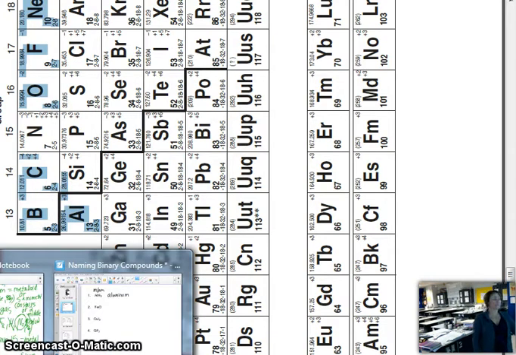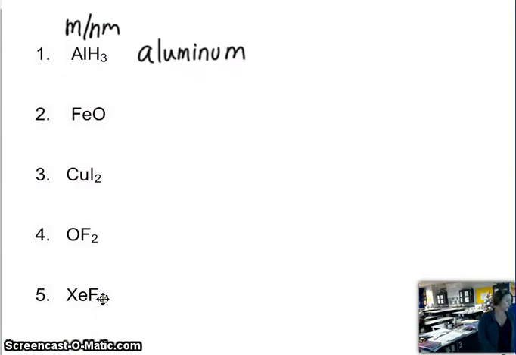So since there is only one charge in the box, we do not need to add parentheses after its name. If you actually did add parentheses, you'd be marked wrong. So since aluminum is only +3, that's its only possible charge, you don't need any parentheses.